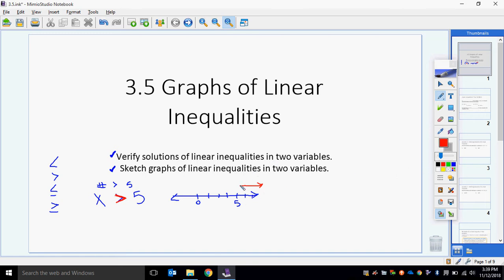And then numbers like 5.001, that's still greater than 5. But 5 isn't greater than itself, right? 5 is not greater than 5. But 5.001 is greater than 5. So we want an open circle here to show that 5 is not a solution, but everything that's right up next to it is, and anything bigger is going to be a solution. So those are inequalities, right?